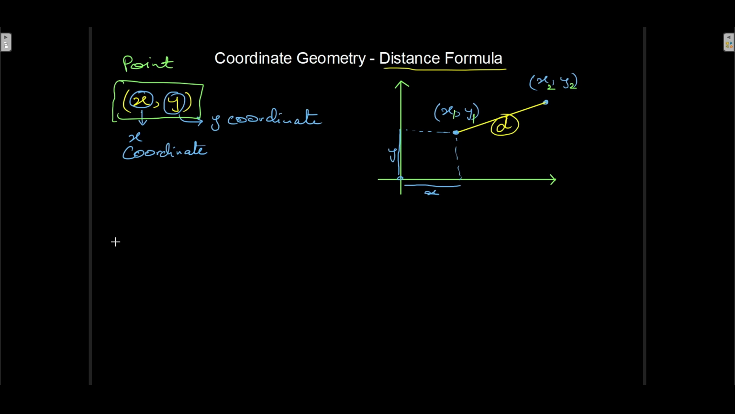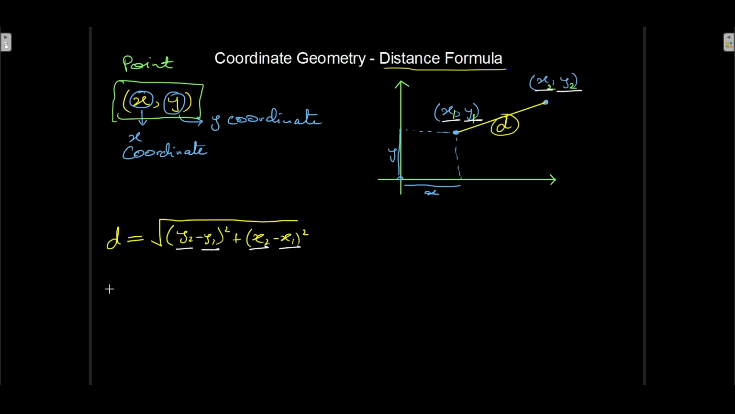So the concept behind distance formula is really simple, and it is given by a simple formula, which is y2 minus y1 whole squared plus x2 minus x1 whole squared. And as you can see, these x1, y1 and x2 and y2 are the coordinates that you have to just respectively place over here.